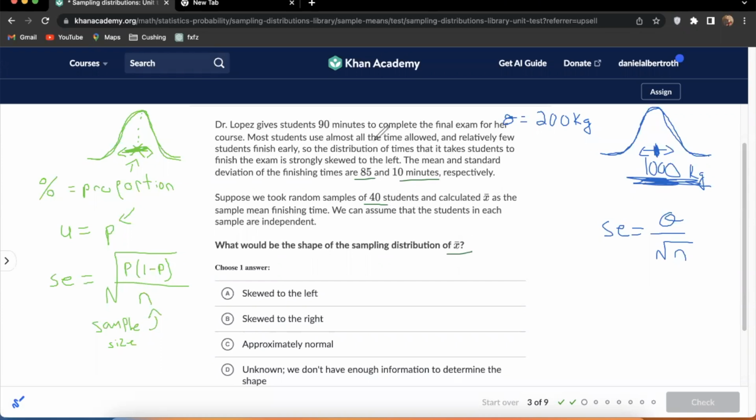So what we're doing is all these students take some amount of time to take the test. They have 90 minutes max. So you're going to get a distribution where, if you plot the times and this is 90, it's not going to go above that.